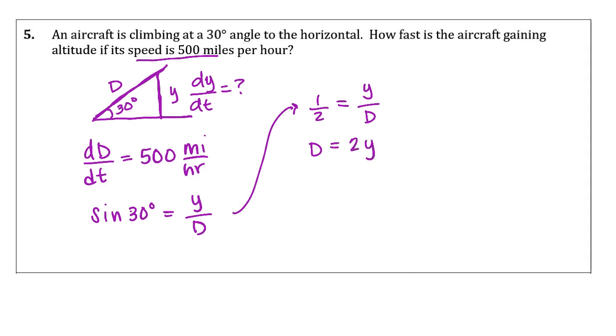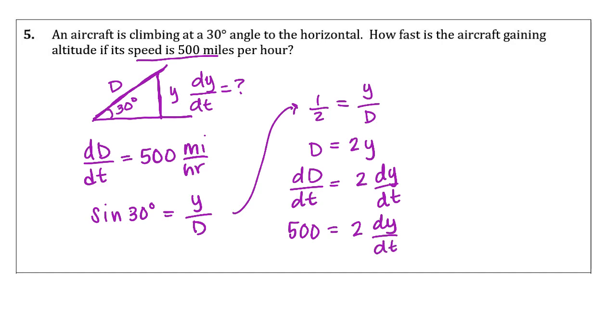And so from here we can do our derivative of both sides. So we have dd/dt equals 2 dy/dt. And keep in mind that dy/dt is what we're looking for. We know the rate of change of the distance is 500 miles per hour, equal to 2 dy/dt. So if we divide both sides by 2, we're going to have 250 miles per hour. That's going to be the rate of change of the altitude.